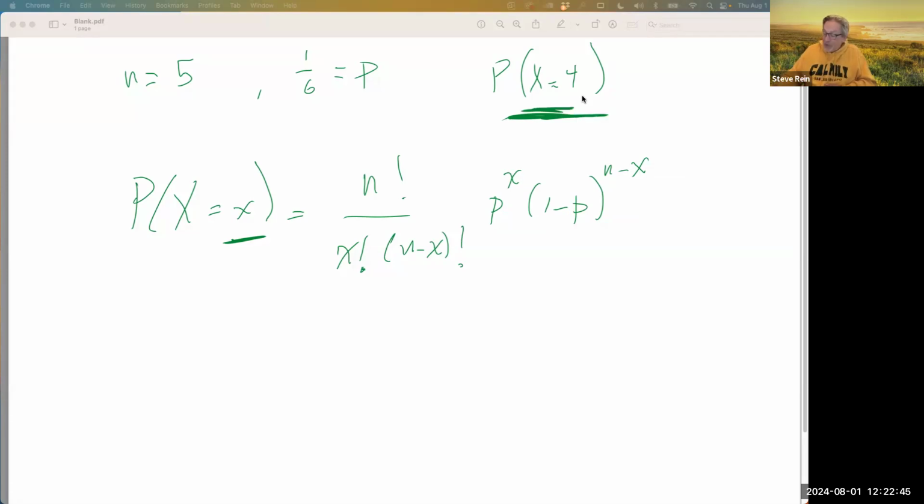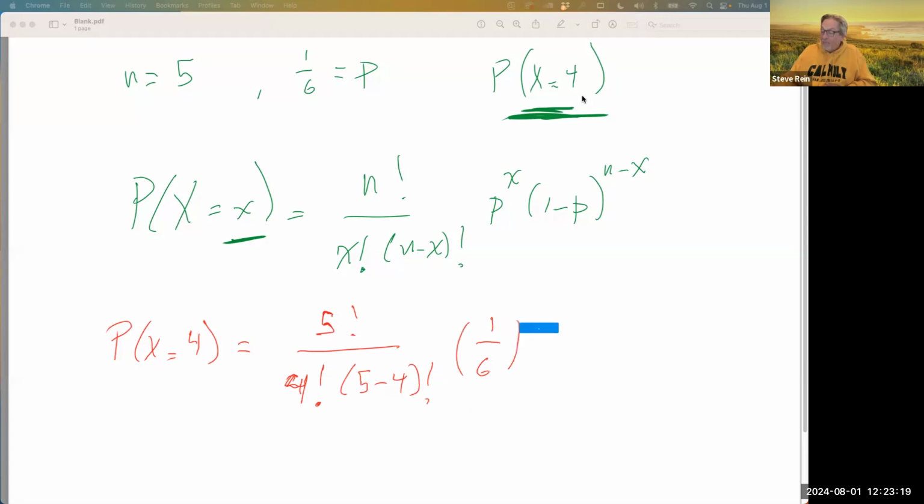Okay, let's change colors here and go ahead and do the work. So the probability that the random variable, the number of 3s in 5 rolls, what's the chance that we get exactly 4 3s in 5 rolls? That's going to be 5 factorial over 4 factorial, and then 5 minus 4 factorial, times the chance of getting a 3, 1/6 raised to the power of 4, times 1 minus 1/6 to the power of 5 minus 4.